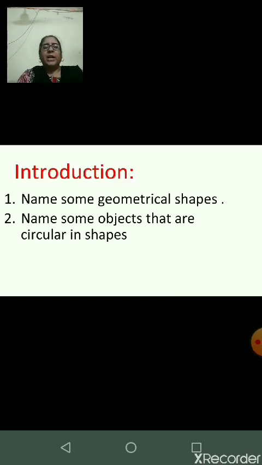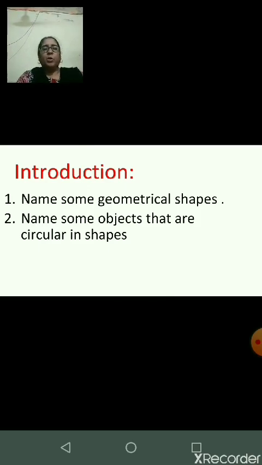Now before we start the chapter, let me ask you a few questions. You all must have studied about shapes in third standard, isn't it? So you must be aware of different shapes. Okay, name some geometrical shapes. Yes, triangle, square, circle, rectangle. Okay, very good.